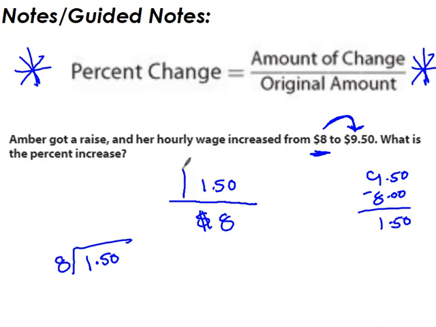Make sure we always put the top dog inside the house. Very important when we do these division problems. That has not changed. So I'm going to do 1.5 divided by 8, and then I'm going to work on my division. For the sake of time, I'm just going to tell you what the answer is. It's 0.1875.